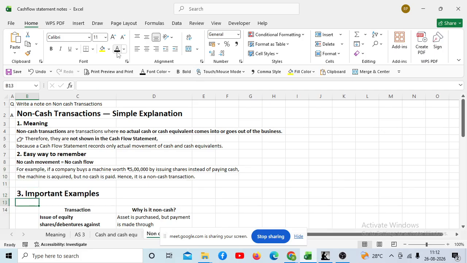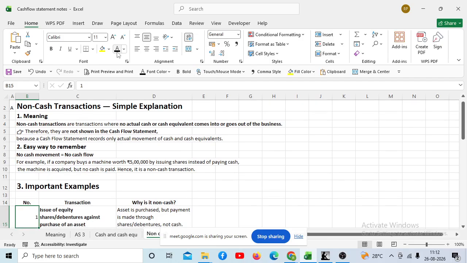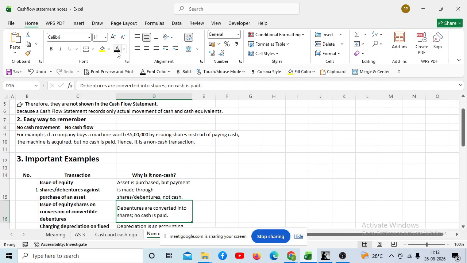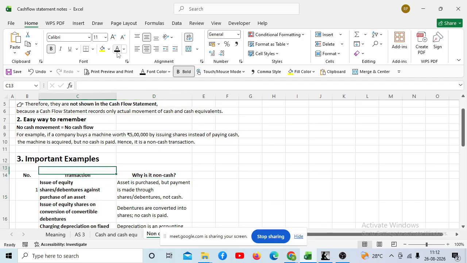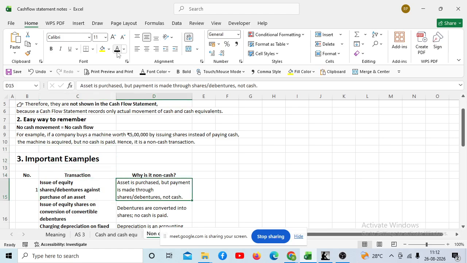Okay, these are some of the important examples, right? Example number one: issue of equity shares or debenture against purchase of an asset. Asset is purchased but payment is made through shares and debentures, not cash. So this type of transaction is the same as this: you had purchased a machine and you had given either a share or a debenture, not cash. So it is a non-cash transaction. It will not be shown in the cash flow statement, right?